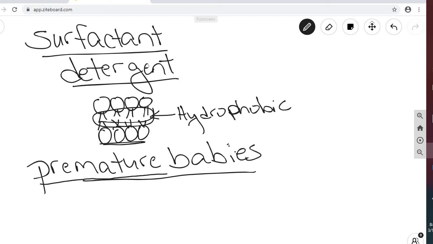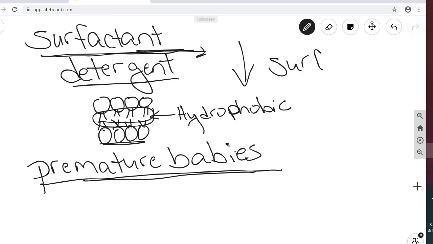But one of the risk factors of babies being born too early is that they're born before their bodies are producing surfactant, and that makes it more difficult to inflate the lungs, because surfactant helps to reduce the surface tension so that those lungs are able to inflate.